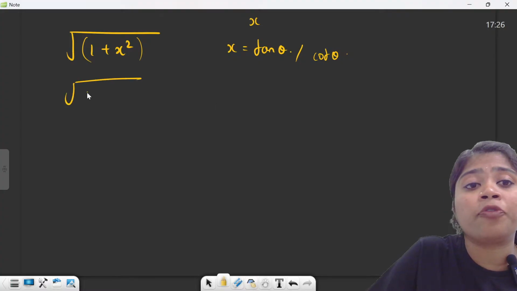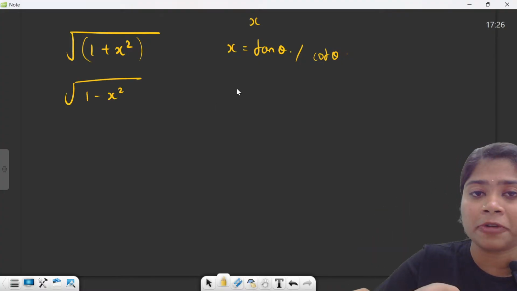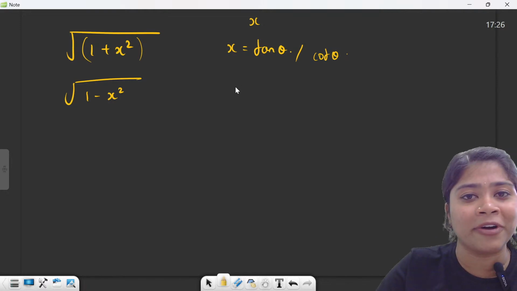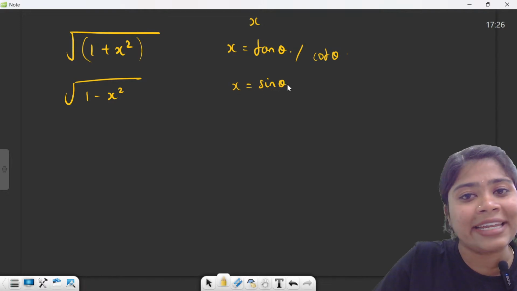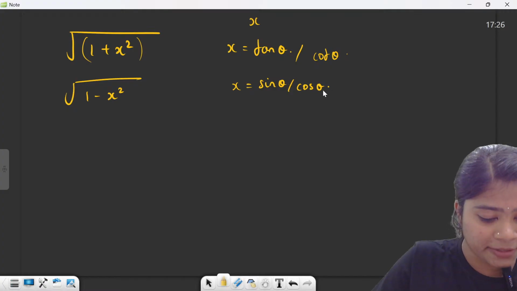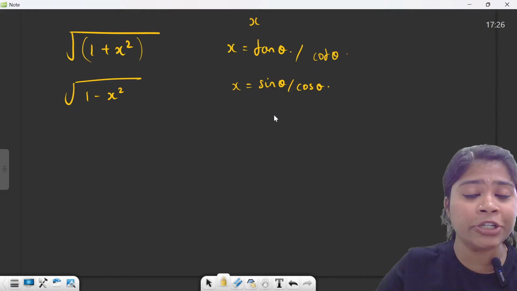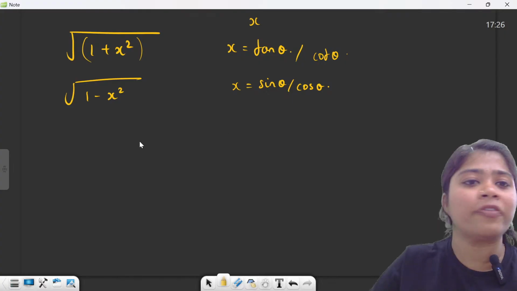So when you have root of 1 minus x square, it is very obvious. If you know that, put it in the comment box. x is equal to sin theta or cos theta. You understood? Cos theta also we can put.